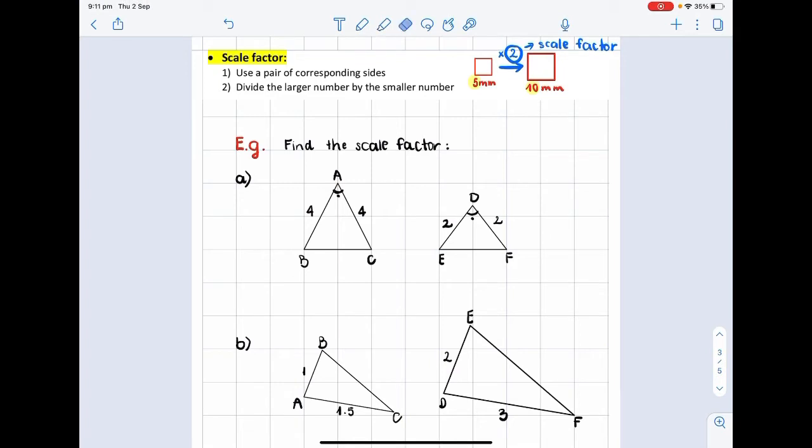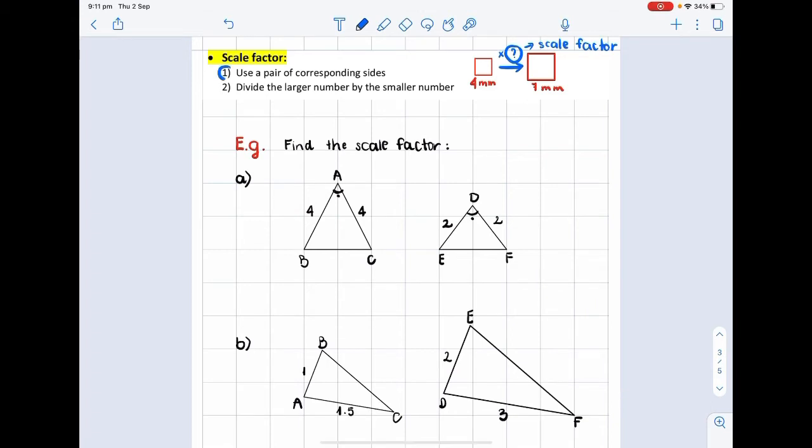Now, what if these numbers are not 5 and 10? What if I change it to, say, 4 and 7? What is the scale factor here? In this lesson, you will learn how to find the scale factor. And in order to find the scale factor, you will follow these 2 steps.